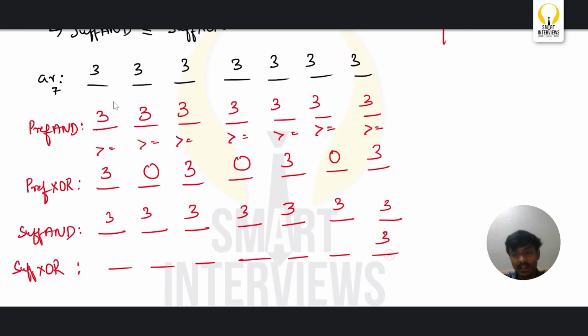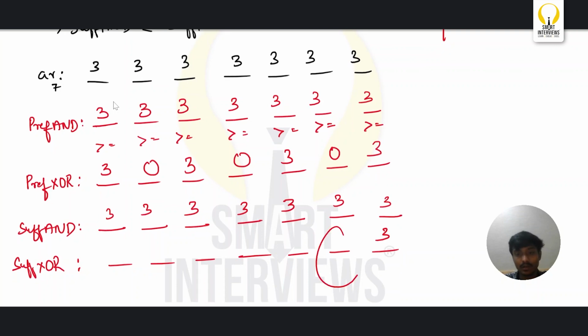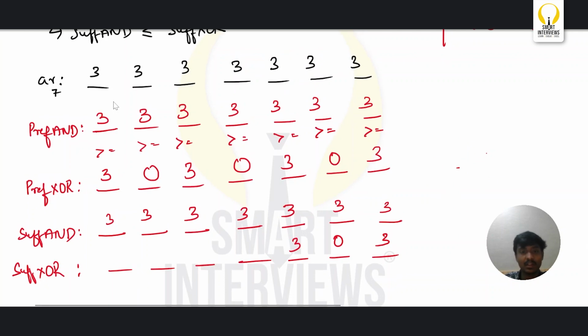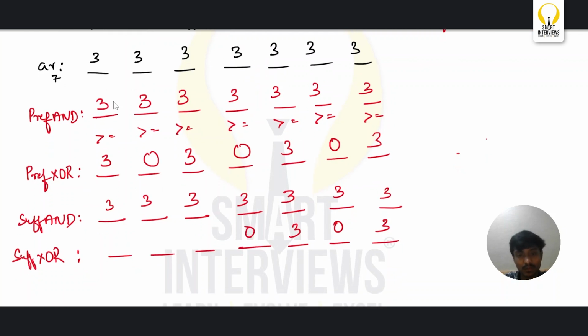At this point, we will have 3. Now, here, what is 3 XOR 3? This is 3 and this is 3, right? So, what is the XOR of this? 0, right? You're going to get 0. Similarly, you're going to XOR with this, so you're going to get 3. Similarly, you XOR with 3, you get 0, 3, 0, 3.